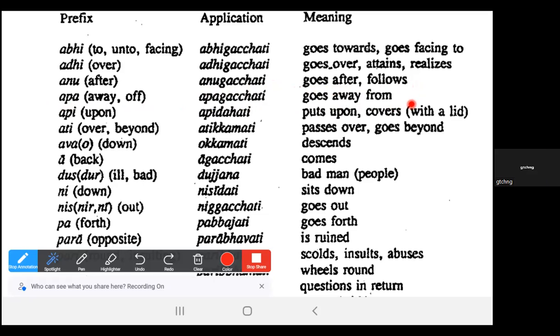All right. Apa gacchati. Yes. So you see the prefix changes the meaning of the verb. All right. So any more gacchati? So we have the gacchati here. Gacchati, come. Saṃvattati, come. All right. Another one. Nis, ni gacchati means goes out. All right. So there's another meaning here.